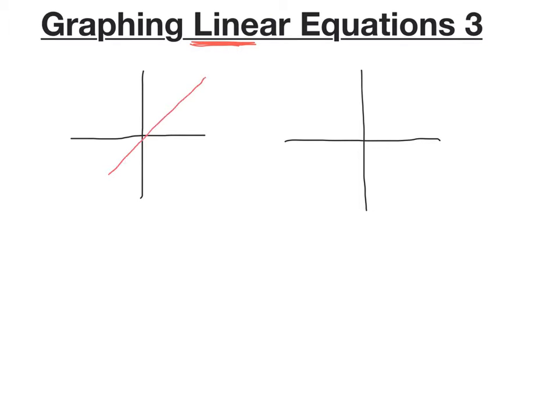So let's say we have a linear equation that looks like this, and we have a linear equation that slants downward. Both of these are straight lines. Let me add my little arrow there. I want to look at the domain and range of these functions.